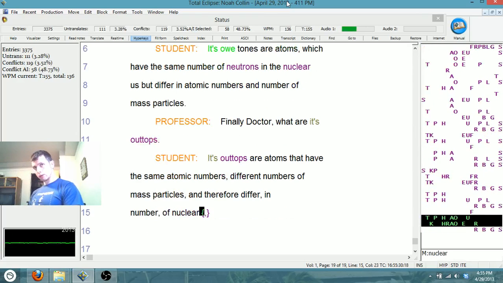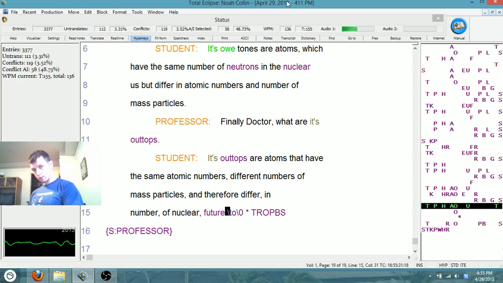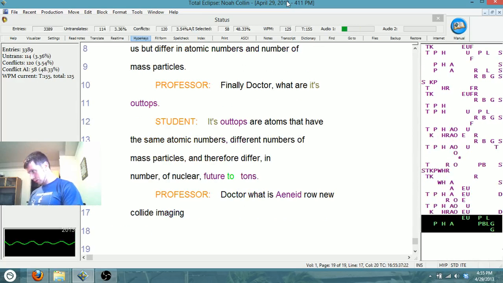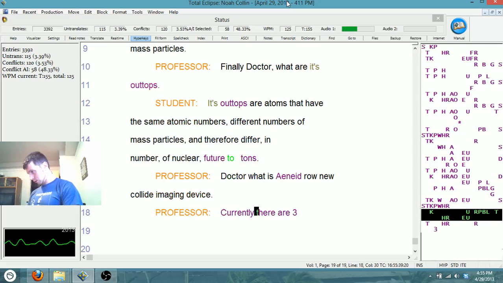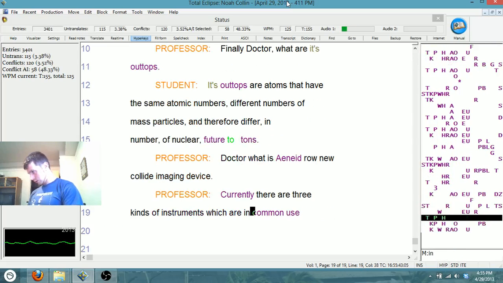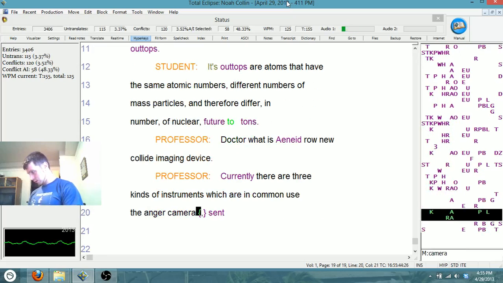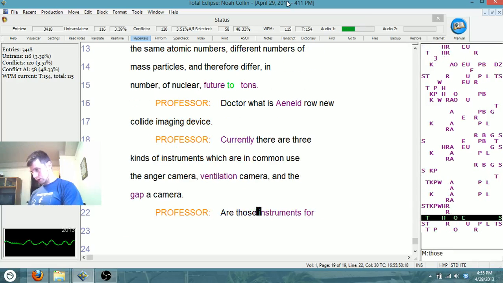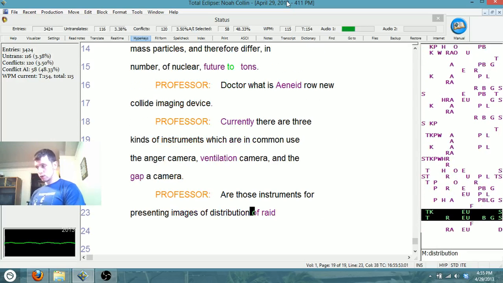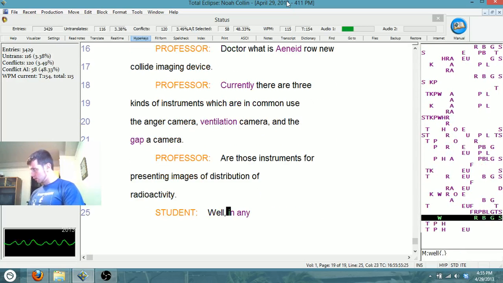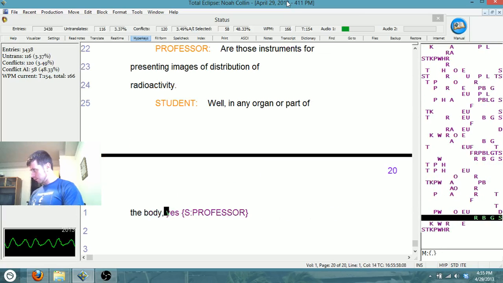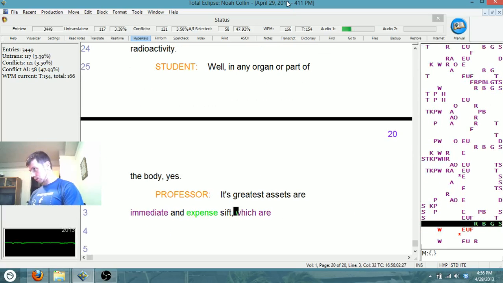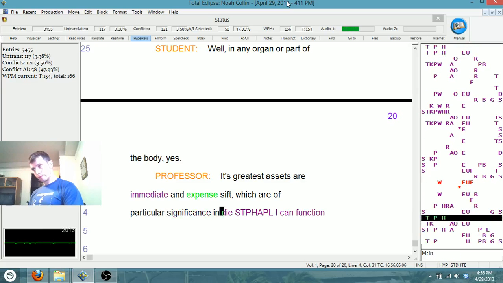Doctor, what is a radionuclide imaging device? Currently, there are three kinds of instruments which are in common use: the Anger camera, scintillation camera, and the gamma camera. Are those instruments for presenting images of the distribution of radioactivity? Well, in any organ or part of the body, yes. Its greatest assets are speed and sensitivity, which are of particular significance in dynamic function studies.